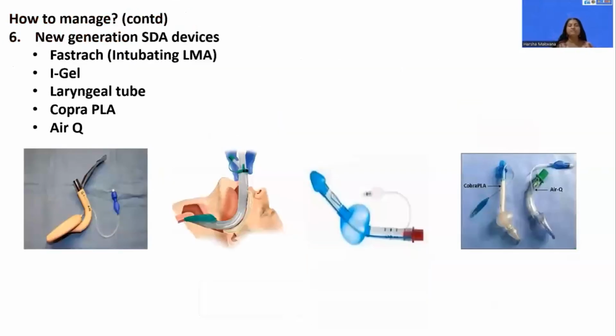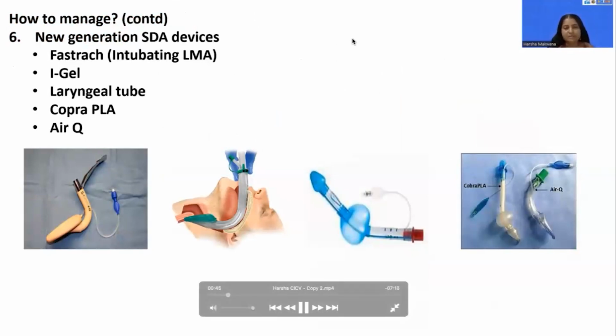Then how do the supraglottic airway devices help you? The fast track intubating LMA helps you in intubation, but the i-gel, laryngeal tube, and AirQ relieve the upper airway obstruction and help you in oxygenating this patient, and you can maintain ventilation through them.